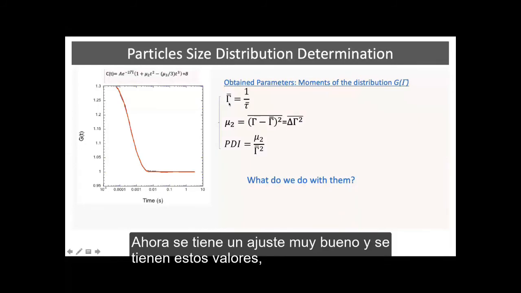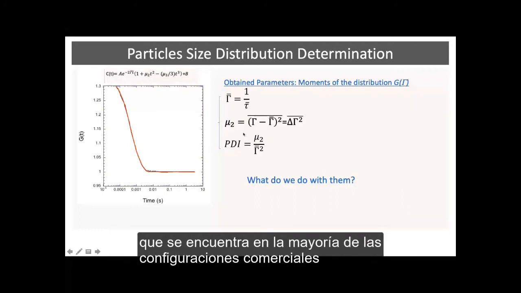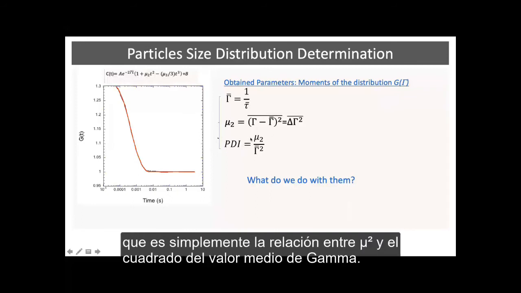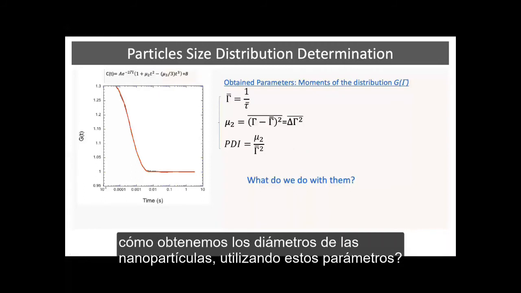So the mean value of gamma and the variance, and from this you can calculate what we call the polydispersity index, which you find in most commercial setups, which is simply the ratio between mu2 and the mean value of gamma squared. Now the question is, what do we do with these parameters? How do we obtain the diameter of the nanoparticles using these parameters?